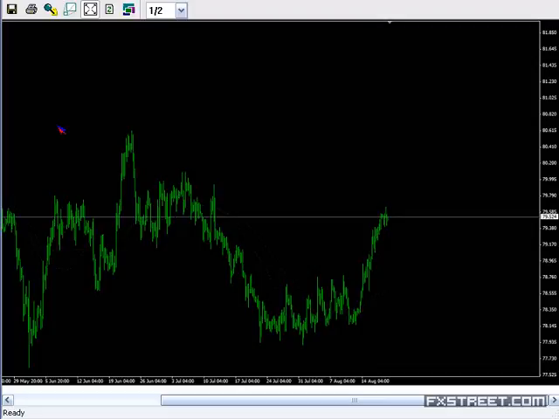All right. Okay. So we were looking at the 78.80 area on the USD JPY. I'm just going to try and get that screen capture going again. Hopefully it should be coming out.